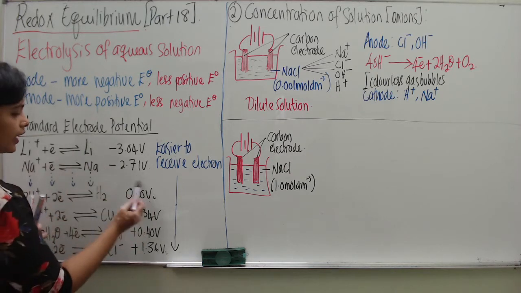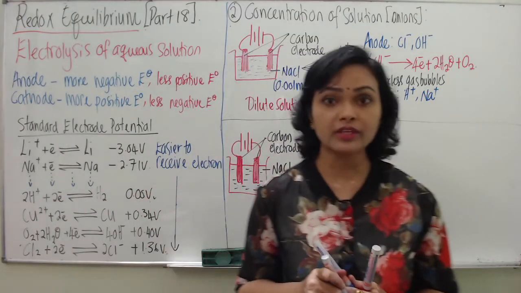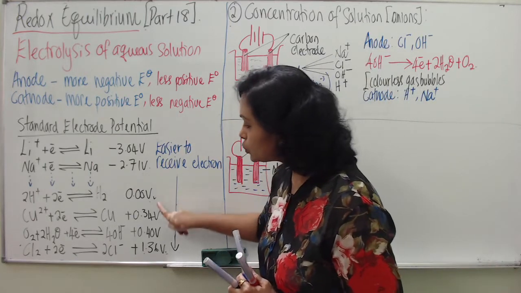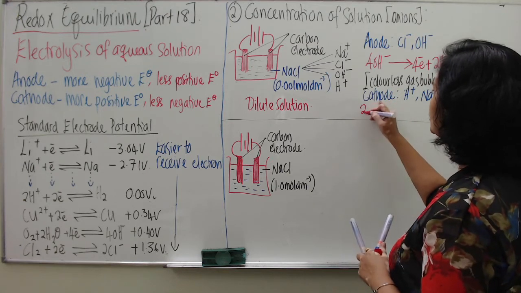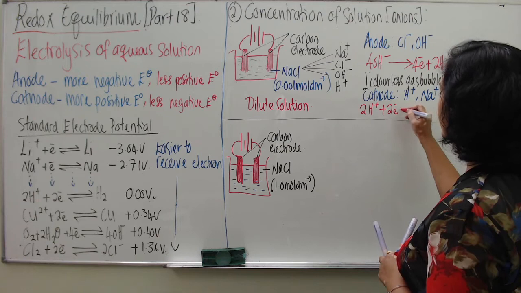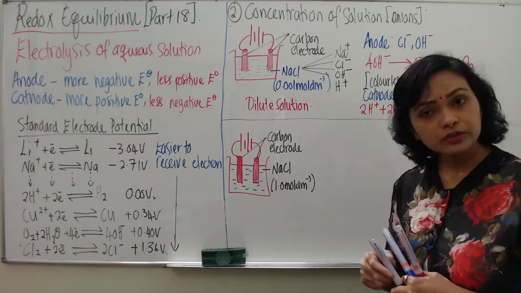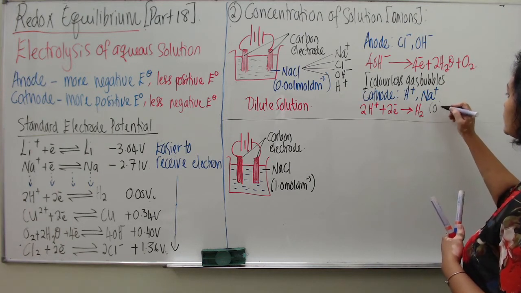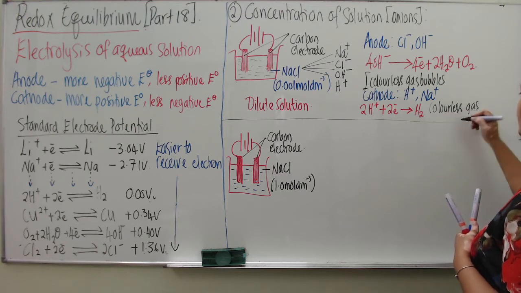This shows that the discharge of hydrogen is towards a positive value already. So that is the reason why we choose hydrogen to be discharged, which is 2 hydrogen ions will receive 2 electrons to become hydrogen gas. And the observation that students can see will be colorless gas bubbles.